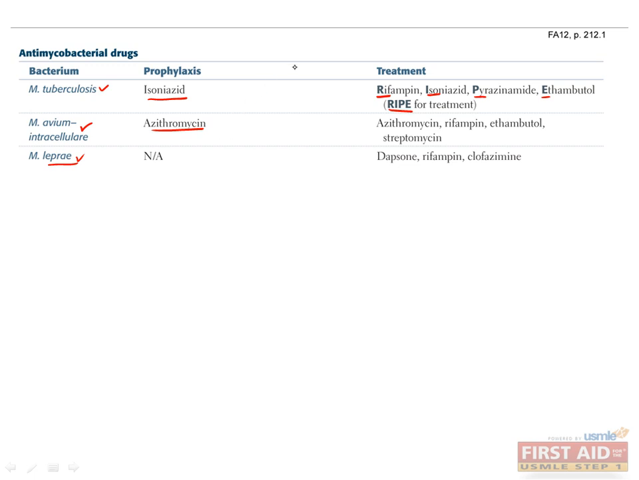Azithromycin is used for both prophylaxis and treatment for M. avium intracellulare, which is of particular importance in immunocompromised patients. Rifampin and ethambutol and streptomycin are other treatment agents. These important medications will be discussed in more detail later. Finally, dapsone, rifampin, and clofazimine are all used for treatment for M. leprae, which causes leprosy.